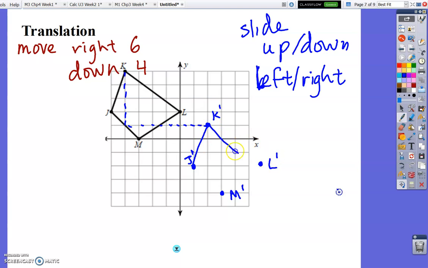But that's the idea. The shape that I create should be exactly the same as the original shape. That is the basic idea of your basic transformations. I hope that you remember those and you're all getting ready and readier for the test tomorrow.